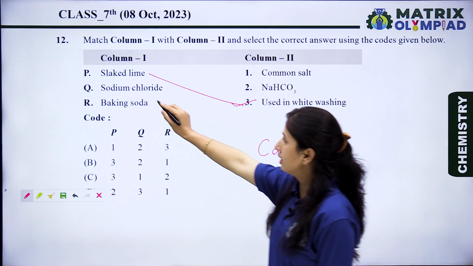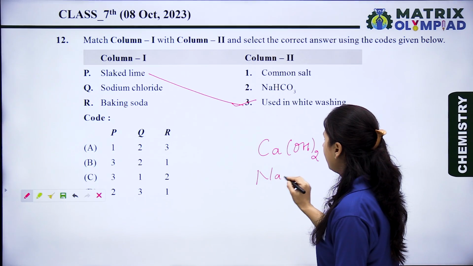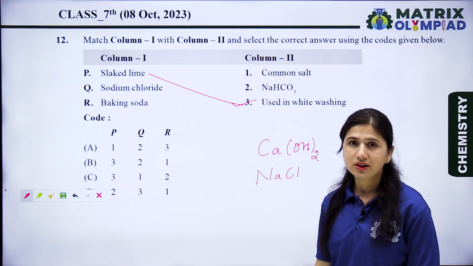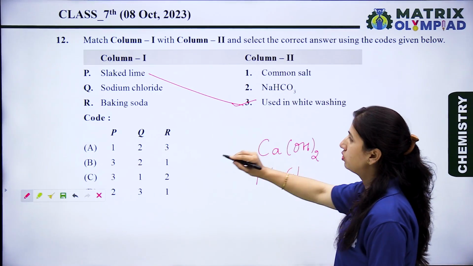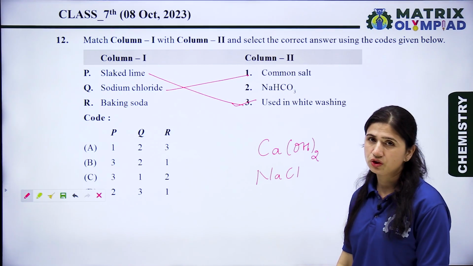Now the second is sodium chloride. We know that NaCl is known as the sodium chloride and NaCl is also known as the common salt. So Q matched with the first option.